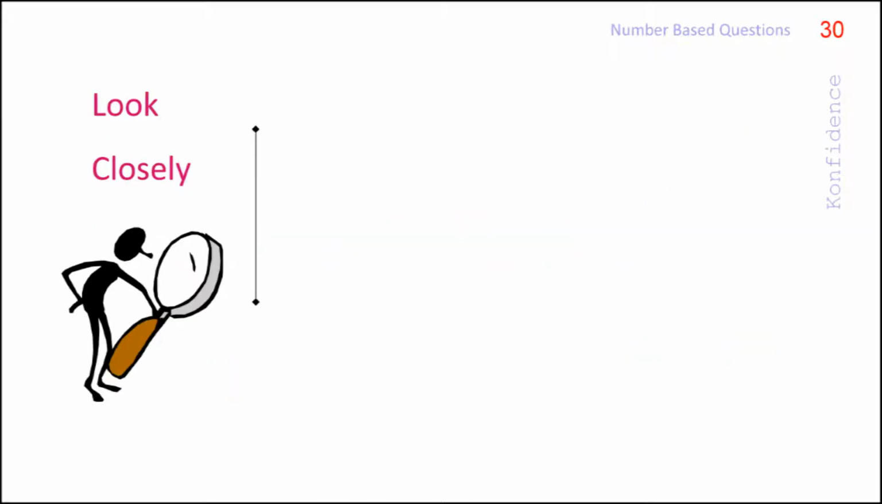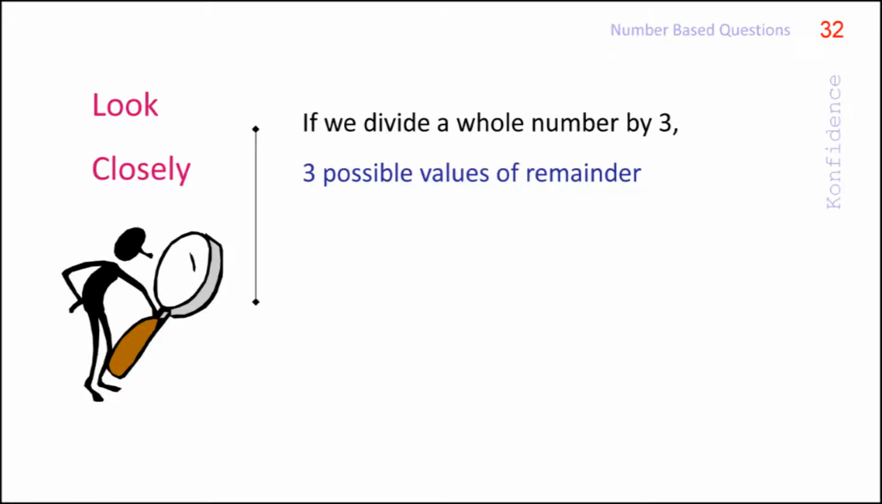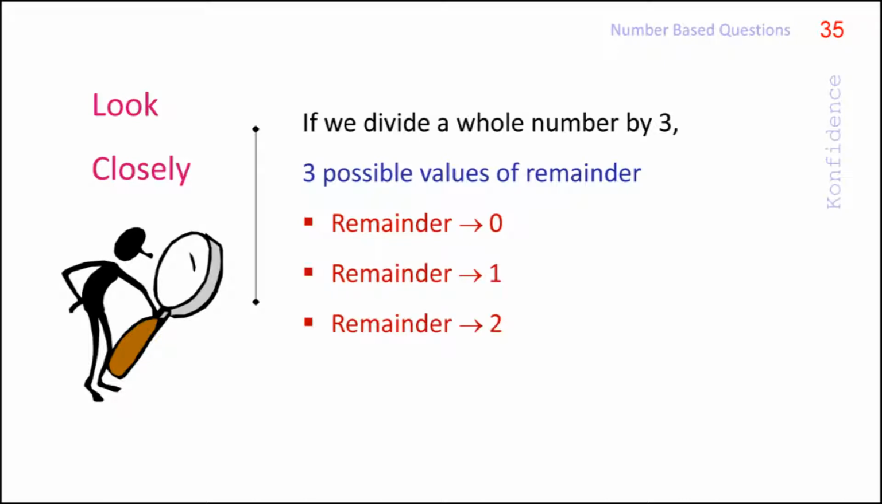Let us look at the process of division a bit more closely. If we divide a whole number with 3, there are three possible values that the remainder can take. The remainder will be 0 if the number is divisible by 3. The remainder can be 1 or the remainder can be 2. If we divide a whole number with 3, the maximum value of remainder will be 1 less than 3, that is 2.